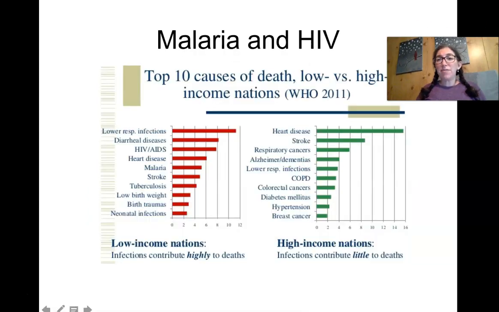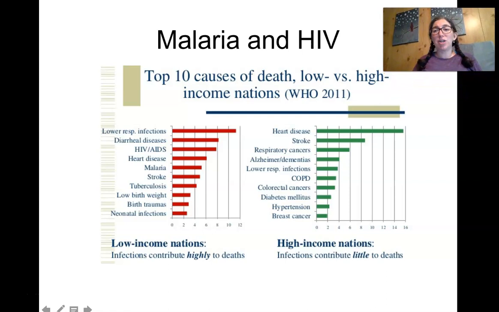Alrighty, so the first two diseases of the system that we're going to talk about are two of the world's biggest killers. The three global biggest killers of infectious disease are malaria, HIV, and tuberculosis. They kill more people in developing nations than they do in developed nations, as you can see from these charts. So this is a bit dated, but still, for the most part, holds true.